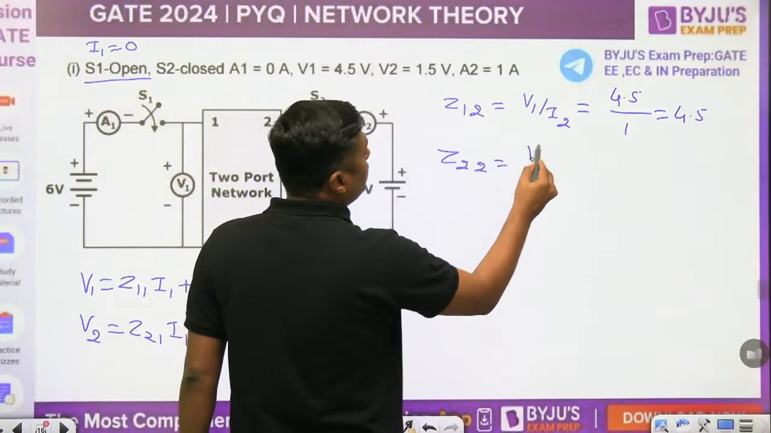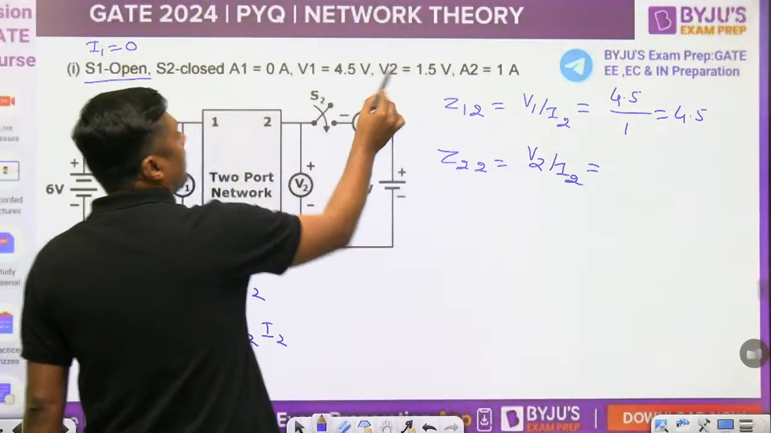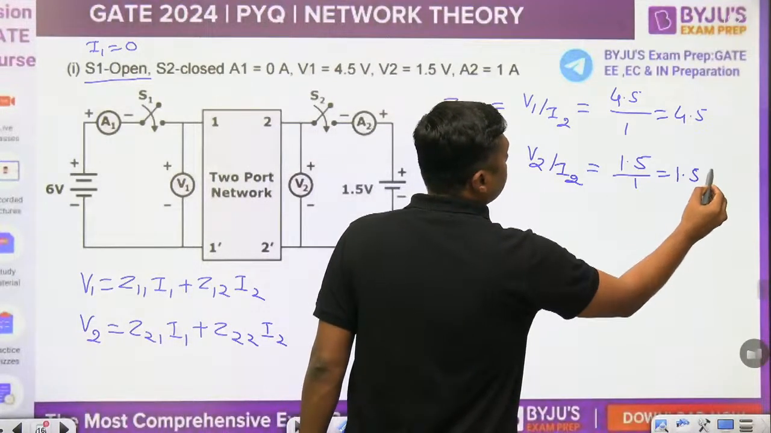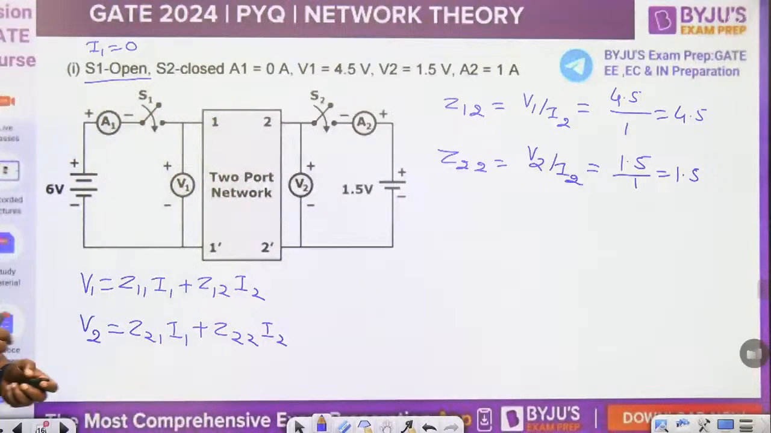Z22 is equal to V2 upon I2. So what is the value of V2 here? 1.5 upon 1, that is nothing but 1.5. This is the 1.5 ohm, 4.5 ohm. This is the value of Z12 and Z22.